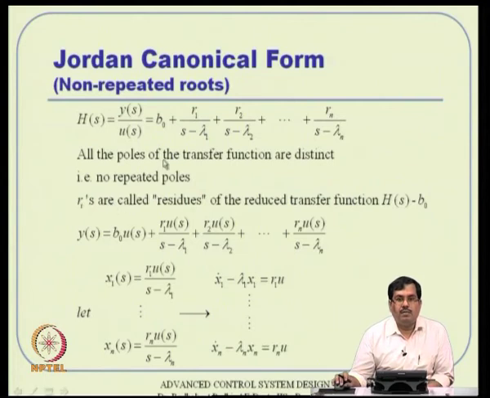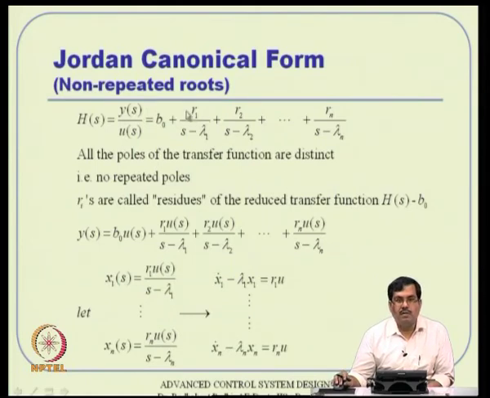Now, we all know that R 1, R 2, R 3, up to R n are called the residues of the reduced transfer function, that is, H of s minus B 0, which I discussed there. These are all residues of the transfer function that is left out. This is just by definition.